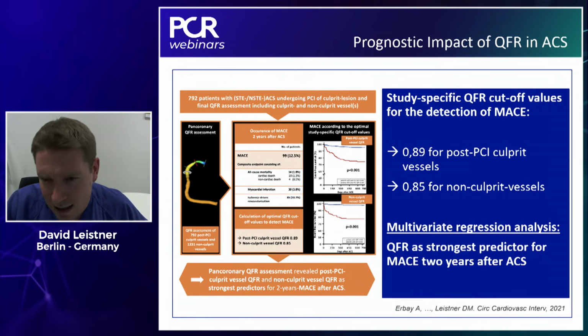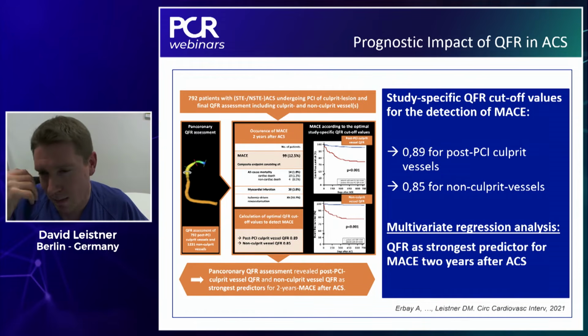And these were the results we established in the study cohort of more than 700 patients with acute coronary syndromes: two ACS-specific cutoffs, one for evaluating the quality of your culprit vessel. If you have a value over 0.89, you can be sure that there's only a very, very small probability for a MACE event in the culprit vessel. And for the non-culprit vessels, there's a cutoff of 0.85.